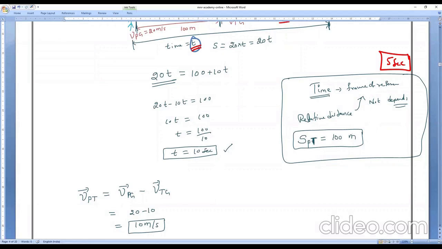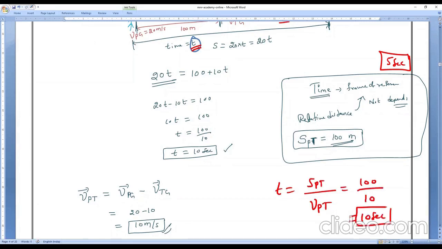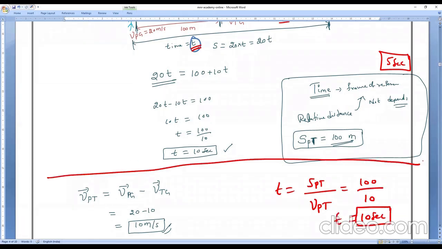Or else you can find it like this also. After how many seconds? We all know, what is the relative distance between the police and the thief? 100 meters. And what is the relative velocity of police with respect to thief? 10 meter per second. Then I can find time. Time is equal to relative distance divided by relative velocity, which is 100 divided by 10, equal to 10 seconds. So after how many seconds can the police catch? 10 seconds.